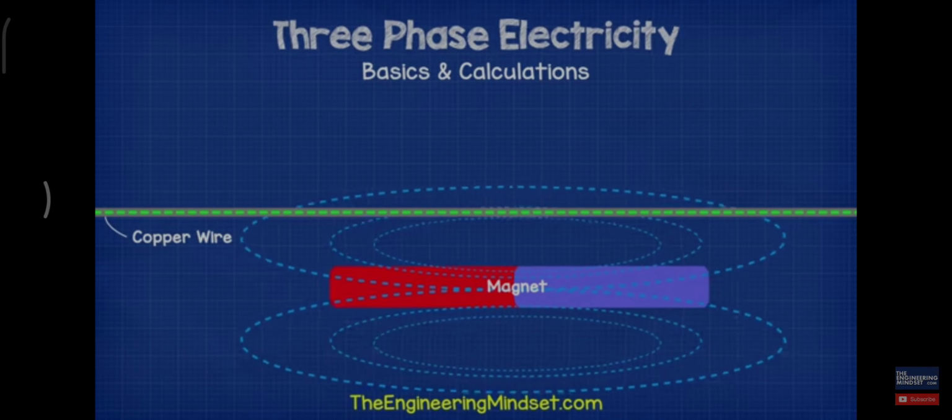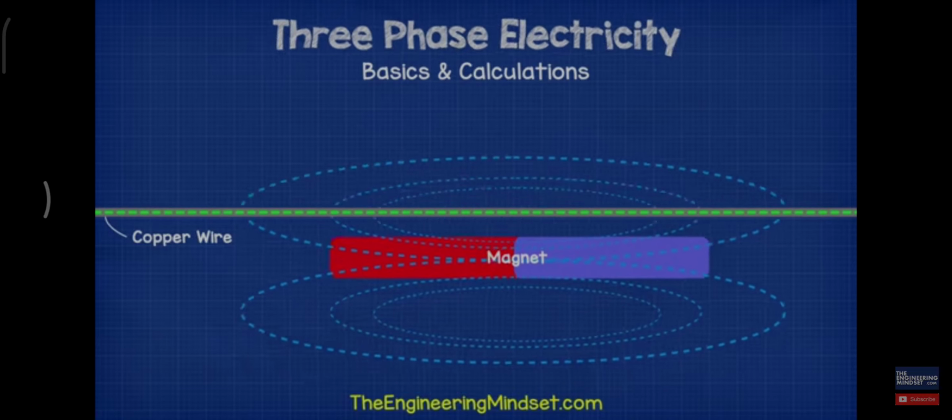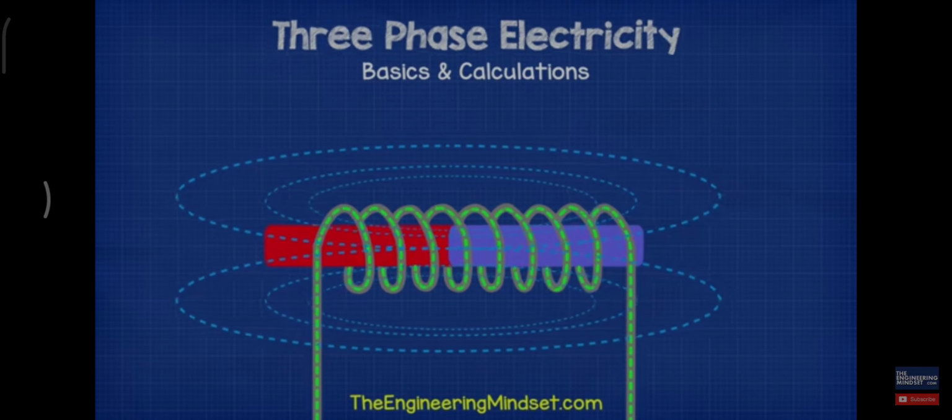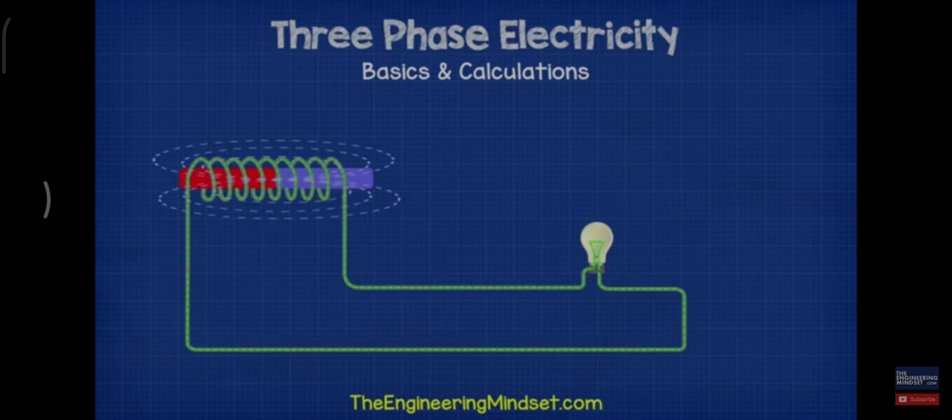across the copper wire. The magnetic field causes the free electrons to move in the same direction. If we wrap the copper wire into a coil, we can fit more copper atoms into the magnetic field and we can therefore move more electrons. This gives us an alternating current.